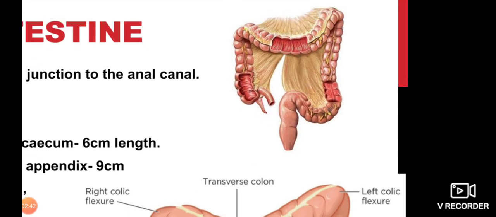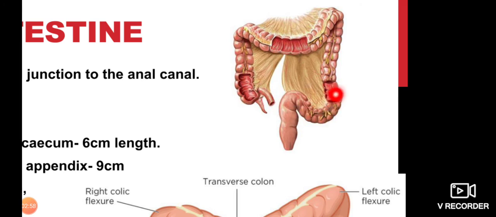The presence of sacculation. Sacculation means sac-like pouches. Here you can see it is not a straight tube, it is forming a sac-like structure. So this appearance of the large intestine is called sacculation.